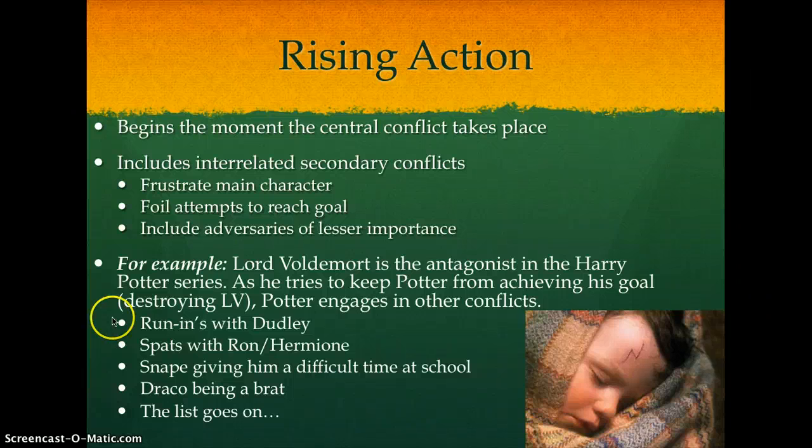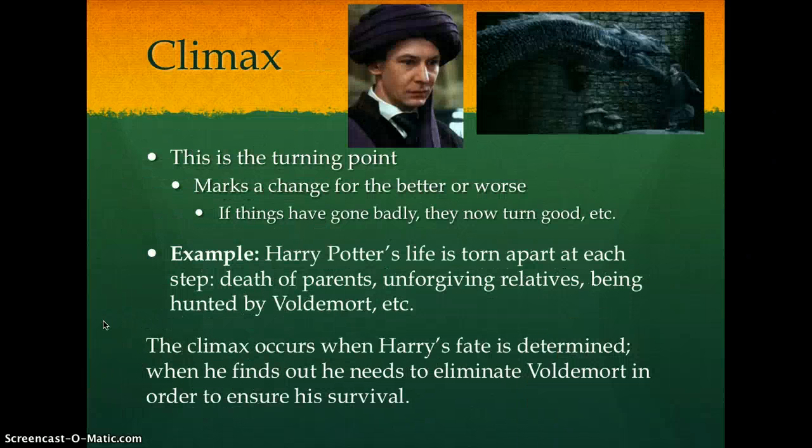But in general, Lord Voldemort is the antagonist, and he tries to keep Potter from achieving his goal, which in every single book, except for the last one, Lord Voldemort is able to escape death. So you have this rising action. Is Lord Voldemort going to die? And the answer is always yes or no, and the story ends. So the climax is the turning point.